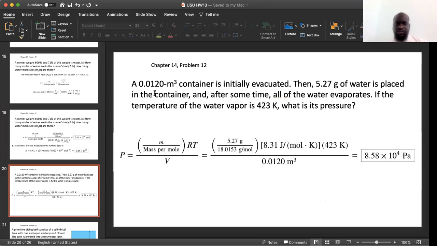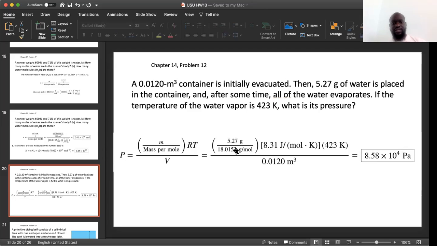Next is a 0.012 meter cubed container that is initially evacuated. Then 5.27 grams of water is placed in the container, and after some time, all of the water evaporates. If the temperature of the water vapor is 423 Kelvin, what is its pressure? So this is just using PV equals nRT, but n is mass over molar mass. That's all you need to do.